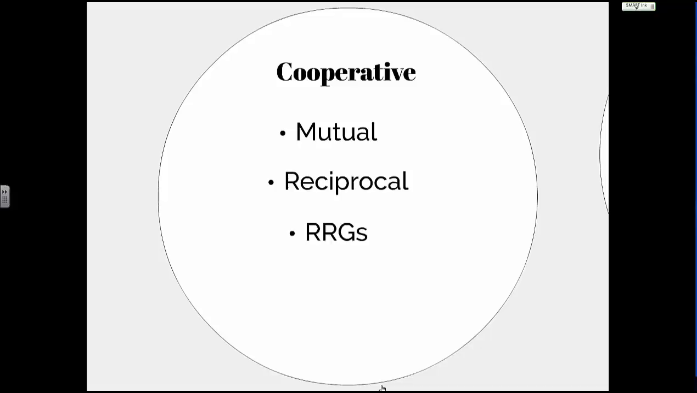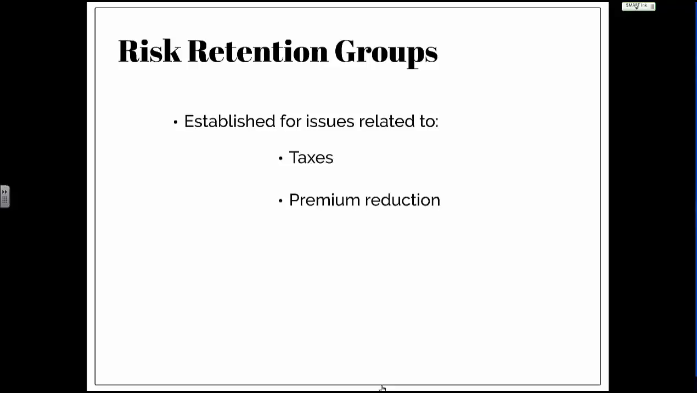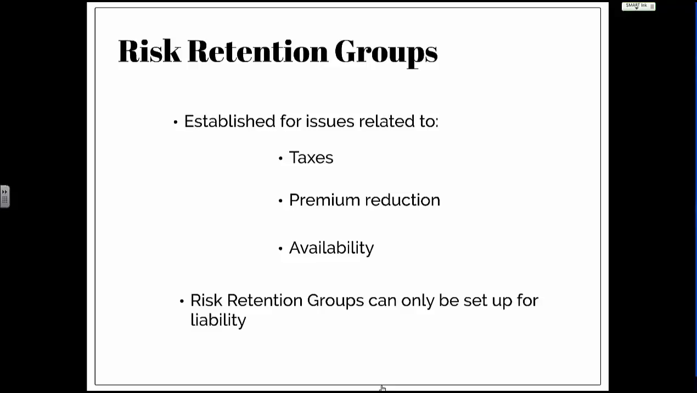Next are RRGs. Let's look a little more closely at RRGs. These were actually established by law in 1986. RRG stands for Risk Retention Group. These were established for issues relating to reducing taxes as well as reducing premiums and for exposures that had a difficult time finding insurance. So this increased availability to these types of insureds. Risk retention groups can only be set up for liability and not property, life, or health.